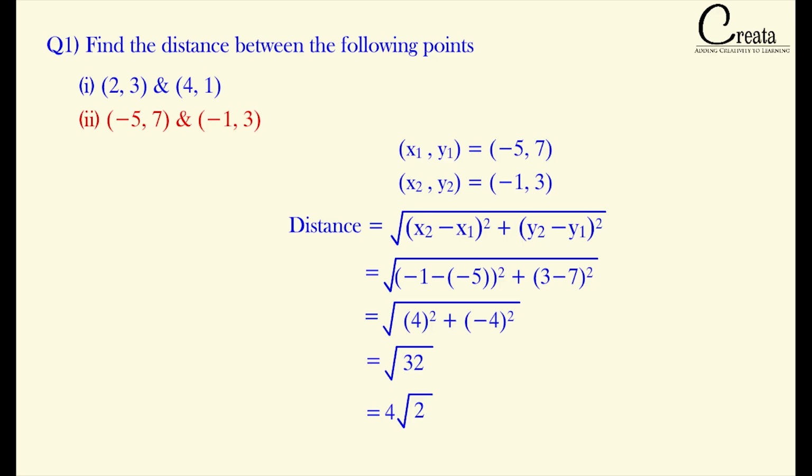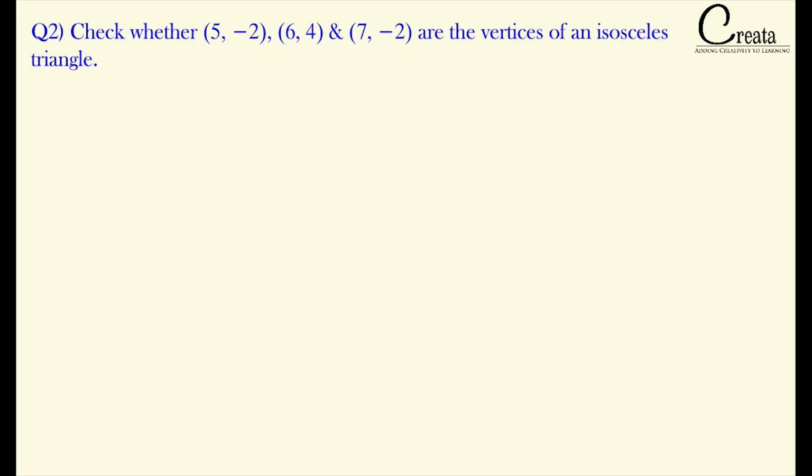Let's move further. We will take some advanced question to show the implementation of this formula in an indirect way. The question is, check whether 5 comma minus 2, 6 comma 4 and 7 comma minus 2 are the vertices of an isosceles triangle. This question is slightly indirect in nature. The distance formula will be applicable. I will show you how this formula will be applicable.